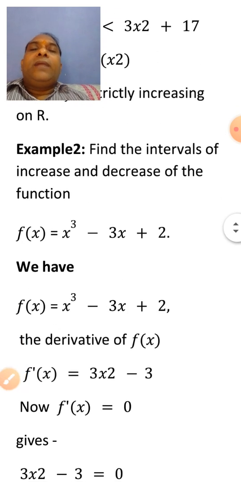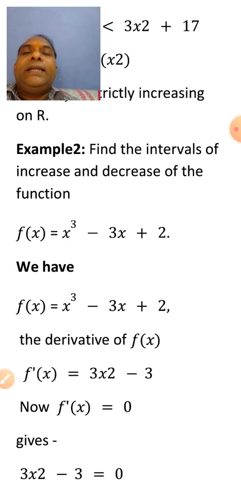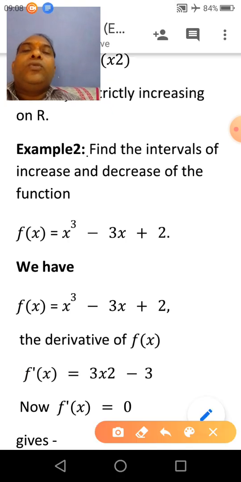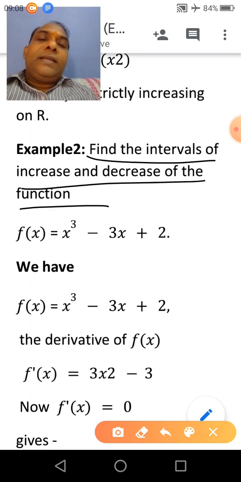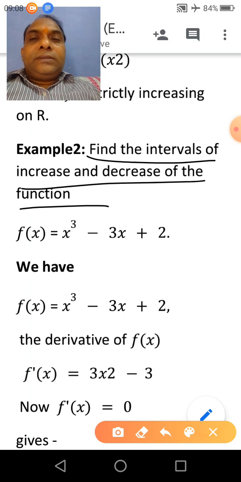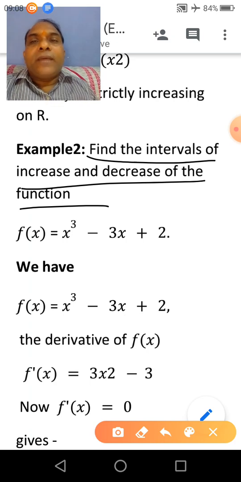Find the intervals of increase and decrease of the function. You have to find the interval in which the function is increasing or decreasing. Clear? So to find the intervals, firstly you have to find the derivative of the function, meaning f dash x, then put it equal to 0. On putting f dash x equal to 0, find the values of x and put the values of x on the number line. These values will divide the number line into some intervals.